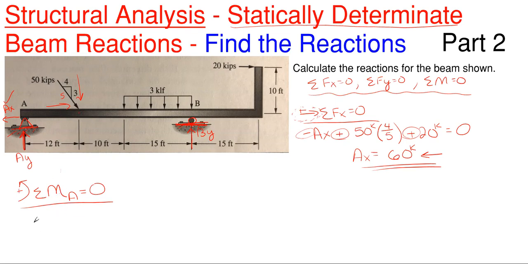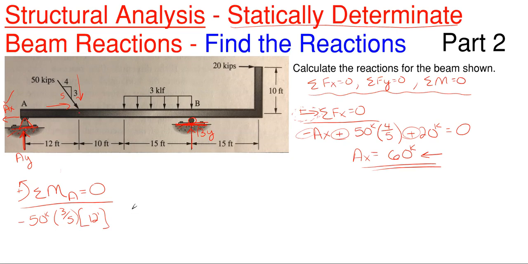So we're just going to include the vertical portion, which would be 50 kips times 3/5, and that is my force. And then I need a distance to A, which is 12 feet. And this will be rotating clockwise about point A, so that is negative based upon my sign convention.